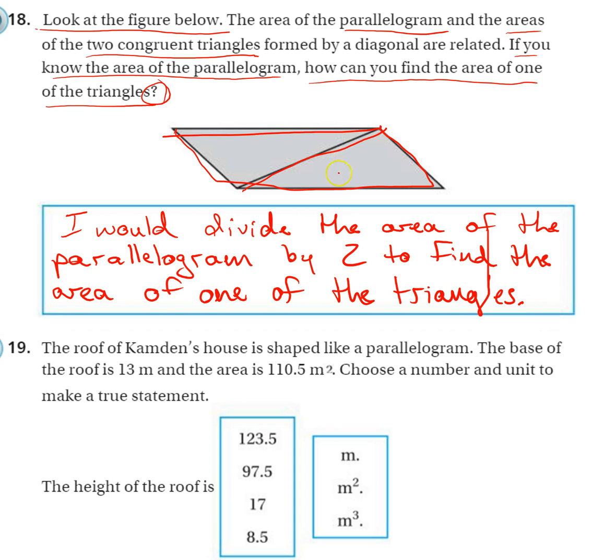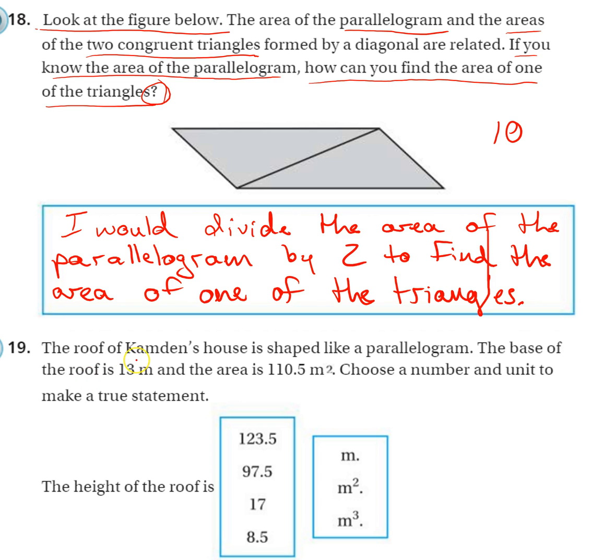Right? So for example, if the area of the whole thing is 20, well, this line cuts that in half, and half of 20 would be 10. So this would be 10, this would be 10, for a total of 20. So since the line cuts the parallelogram in half, if I know the area of the whole thing, to find the area of one triangle, I cut that area in half, or divide it by 2, or I could say multiply by 1/2, or I could say multiply by 0.5.